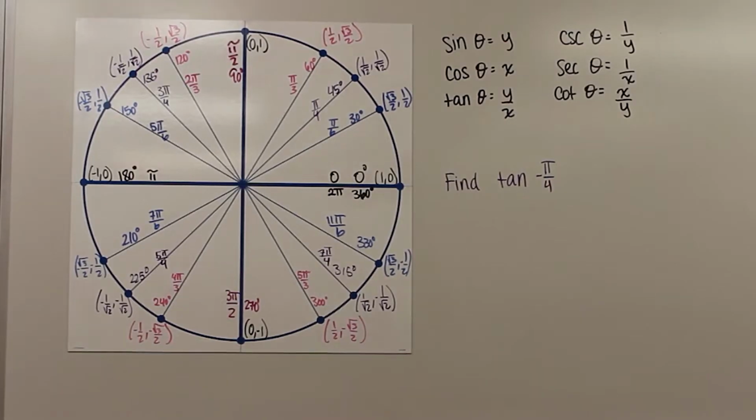Okay, so this time we're supposed to find the tangent of negative pi fourths. Now, as you can see on our unit circle, we don't have any negative angle measures. So this is where our knowledge of those basic trig values is actually going to help us just a little bit. But first, let's take a look at this.